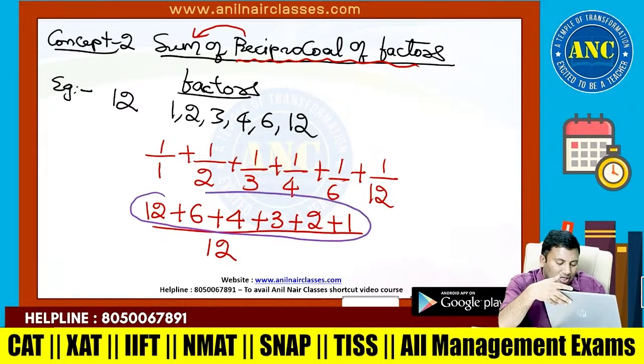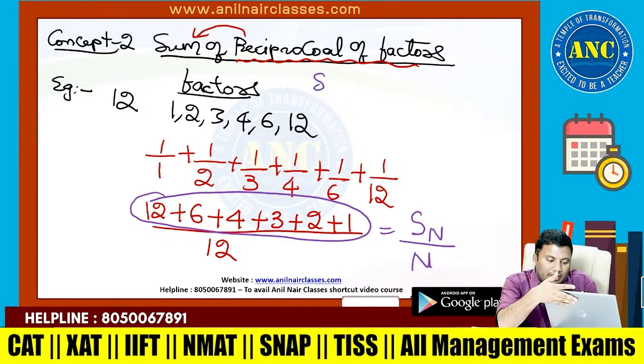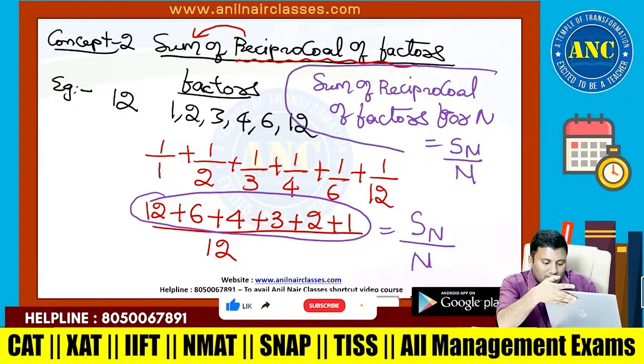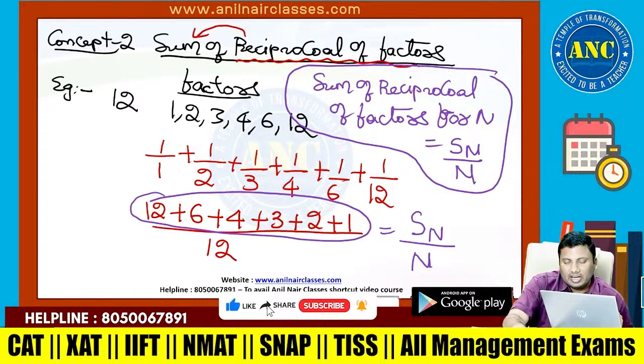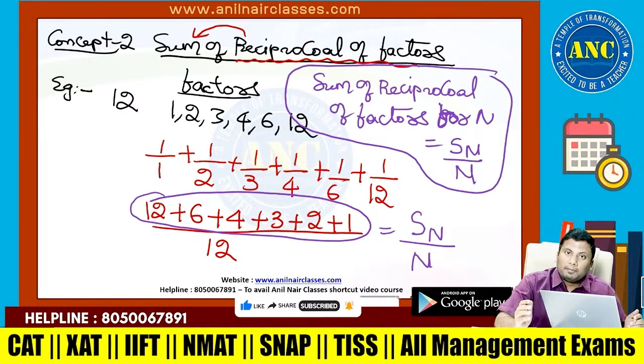This is nothing but the sum of the factors for that number. 12 is nothing but the number itself. Extremely important point. Sum of the reciprocal of the factors for n is given by Sn by n. Please make a note of it.